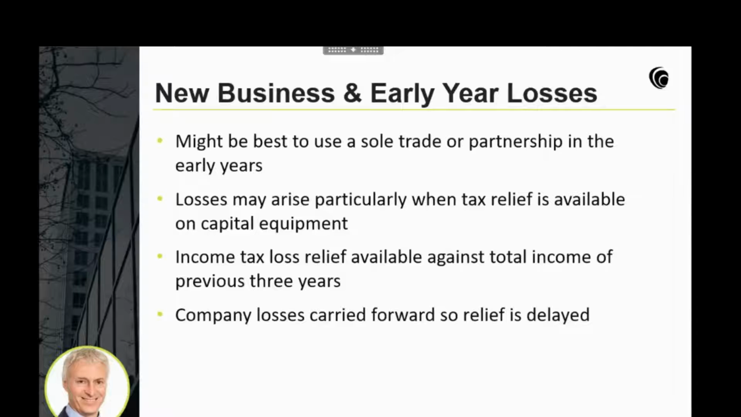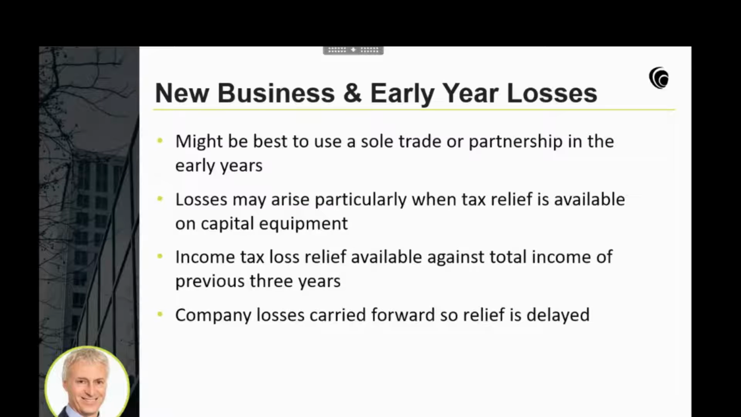In the early years of a new business, it's fairly common, inevitably, that in your teething troubles at the start, losses are incurred. In fact, many businesses start intending or planning, expecting to make losses in the first year or two. As a sole trader or a partnership, you have a much greater flexibility of what you can do with those losses than if you're a corporate.